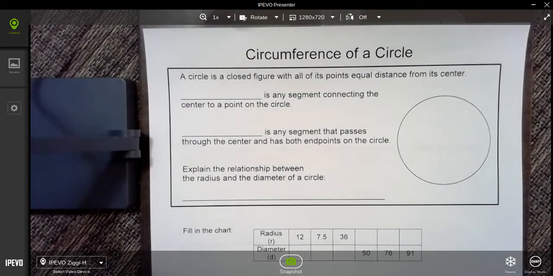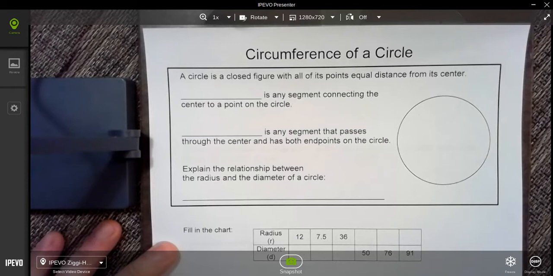Today you are going to learn about calculating the circumference of a circle. We'll talk about circumference a little bit later on. We're going to start by talking about what a circle is and the different parts of a circle. A circle is a closed figure with all of its points equal distance from its center.